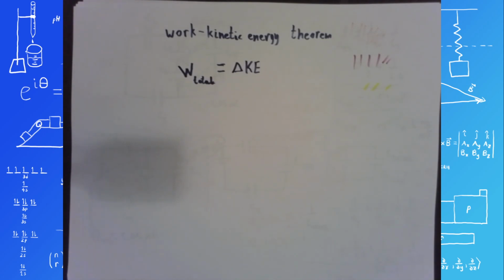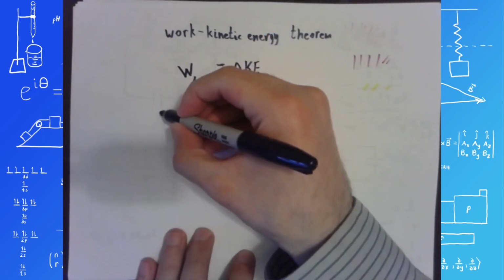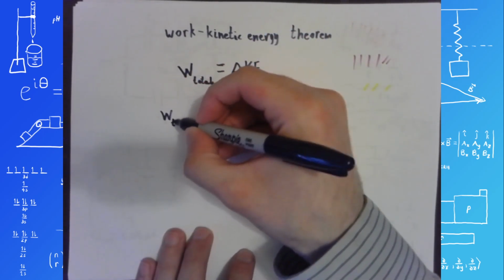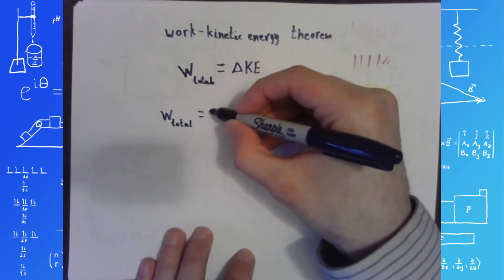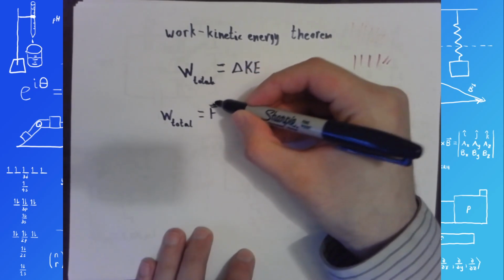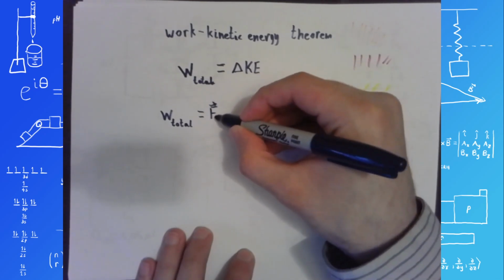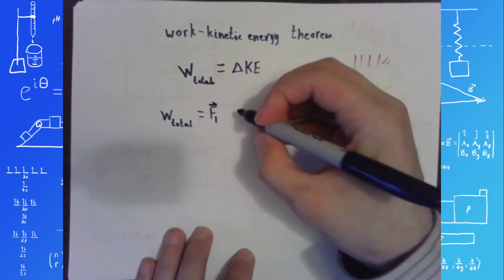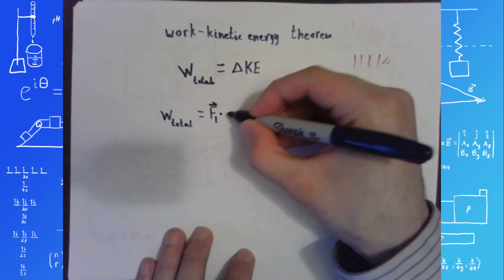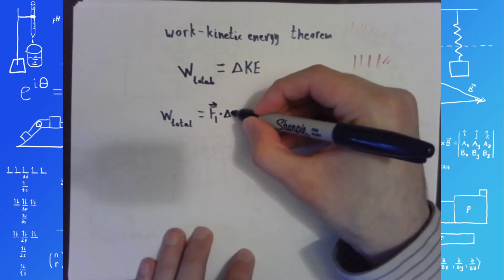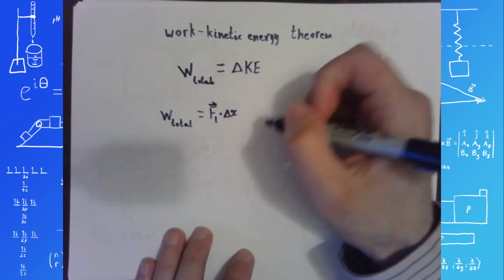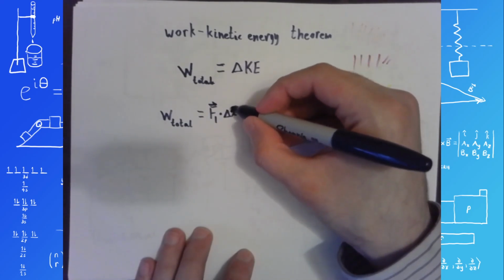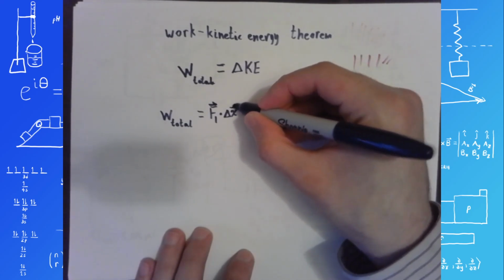So proving this is not too bad. The total work can be calculated in two ways. You can either take each force acting on the object and take its dot product with the displacement. I'll call it delta x, but it could be a delta y or some other displacement that's neither horizontal nor vertical.